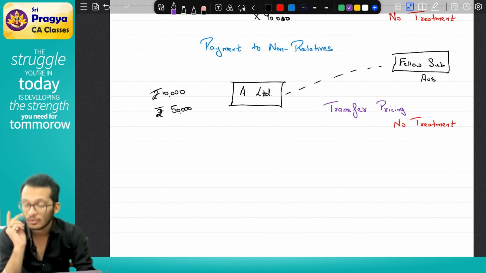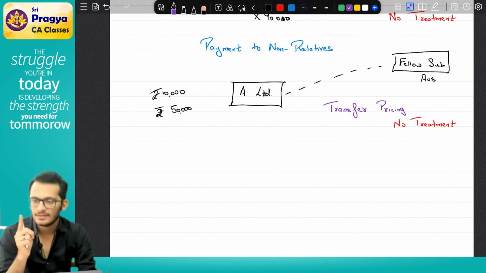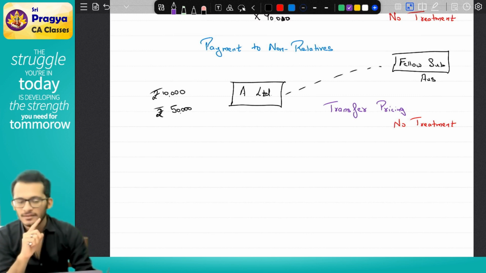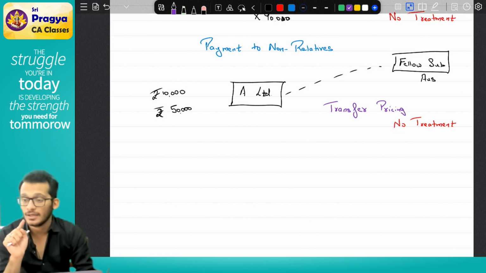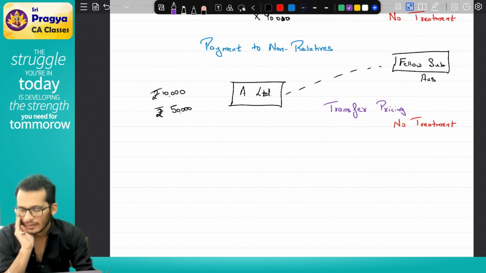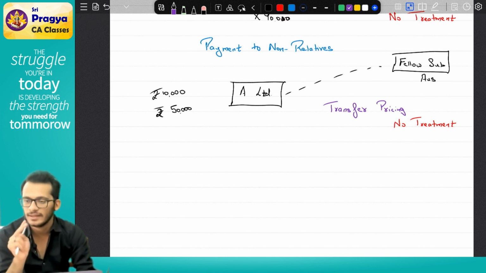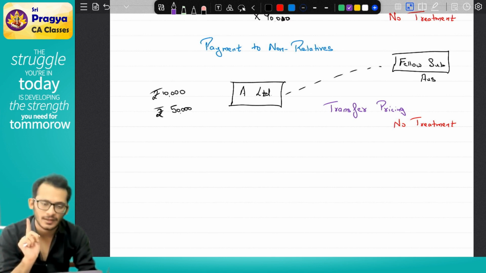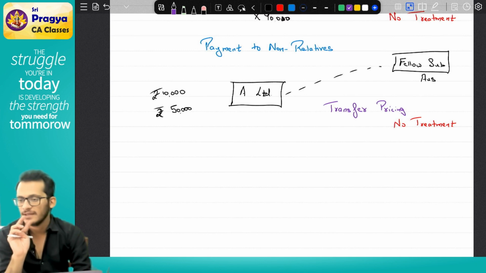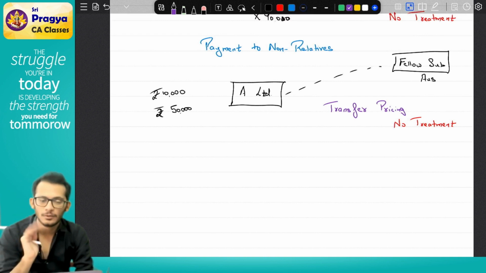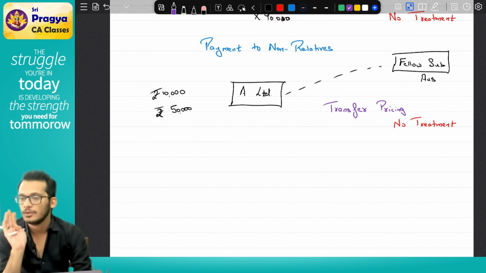Now understand there are 2 officers. One officer is called the assessing officer. The other officer is called the transfer pricing officer. The transfer pricing officer specifically deals with your transfer pricing adjustments, which means those adjustments which happen with your foreign associated enterprises. Since this is a foreign associated enterprise, only transfer pricing can apply and domestic 40A(2) cannot apply. Since 40A(2) cannot apply, you can do no treatment.